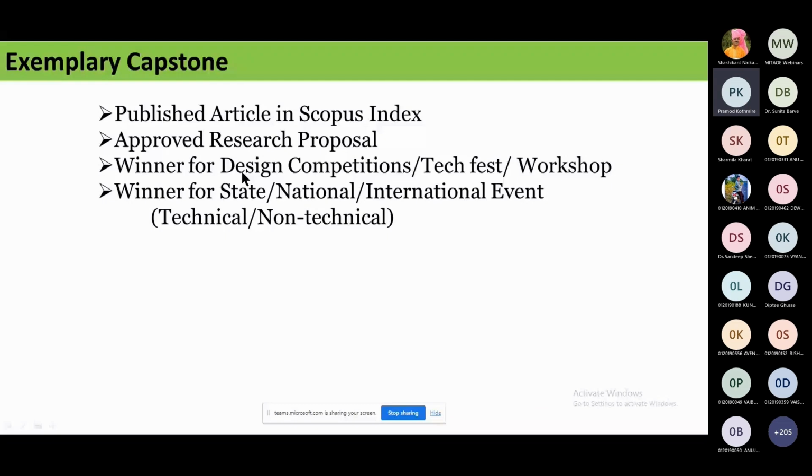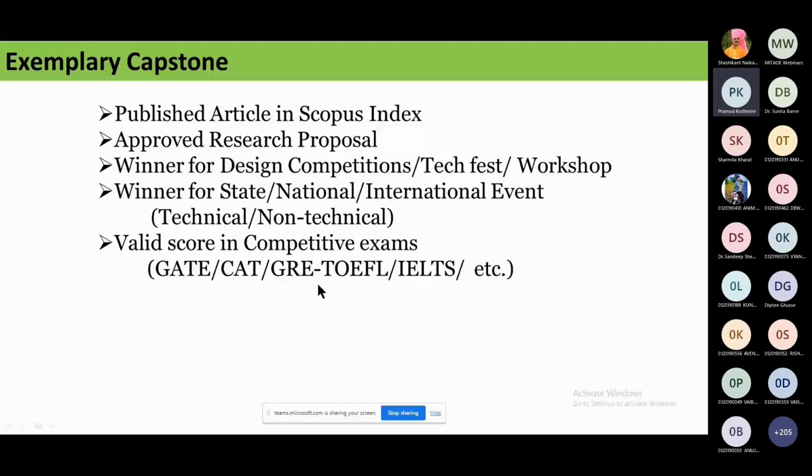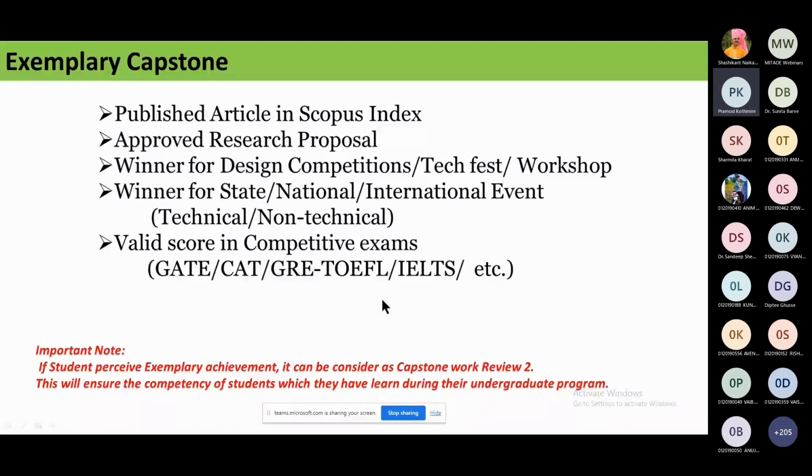If he has a valid score, maybe in the month of February you give an exam like GATE, and maybe by April your result is announced. So if you have a valid score, you can furnish your scorecard to your supervisor and you can skip review 2. These are the competitive exams I have listed over here. If you are a part of them and have a valid score, you can skip review 2. Straight away you will get 25 out of 25, but proper approval from your supervisor is required.